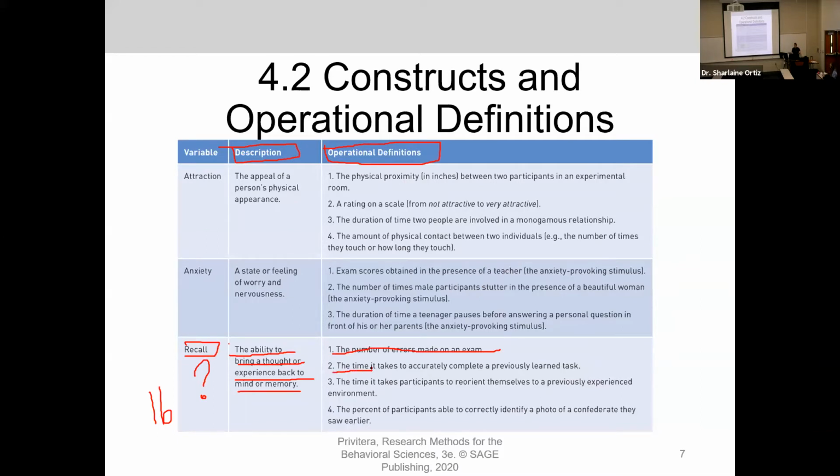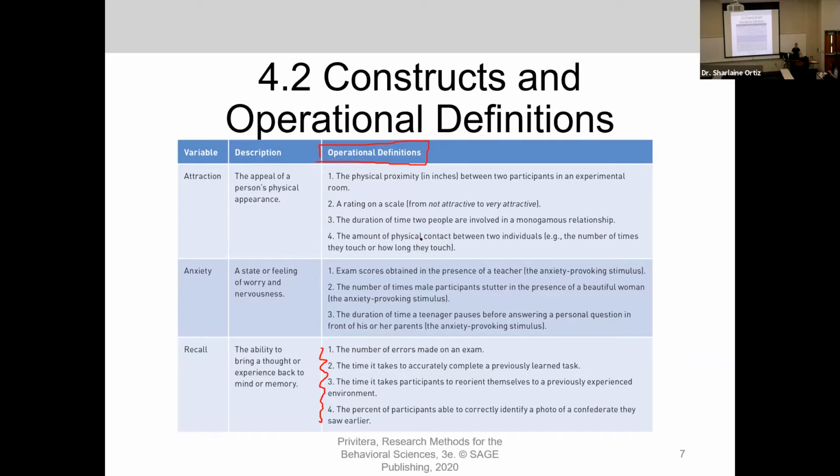The time it would take for you, for example, to complete a task. If I teach you how to put together a puzzle, how long does it take you to put it back together? Notice that we are providing an operational definition. These behaviors, as you can see, can be associated with recall.